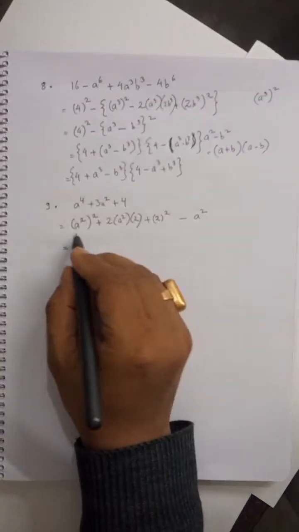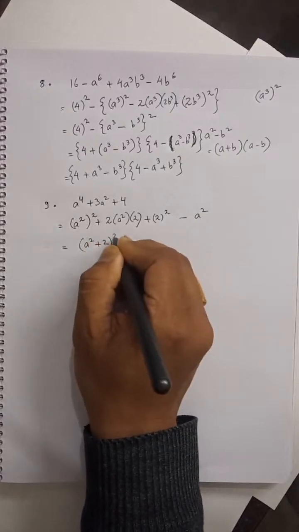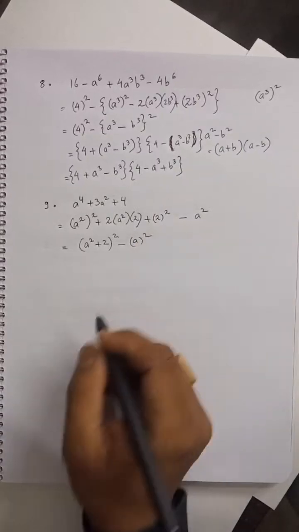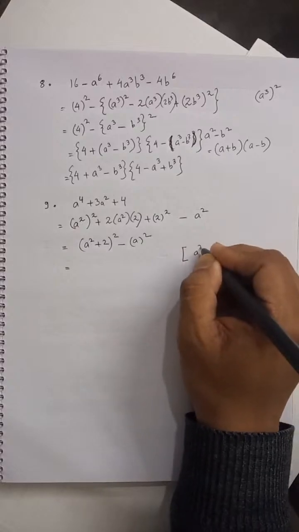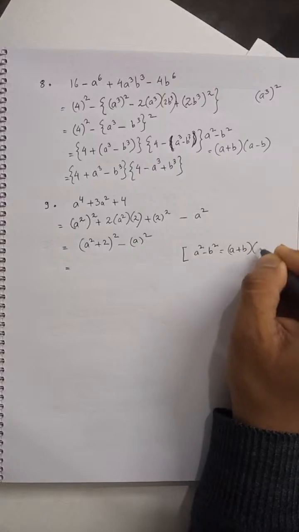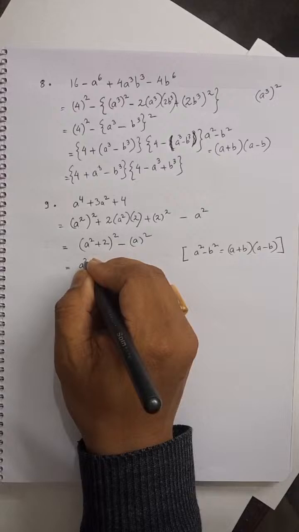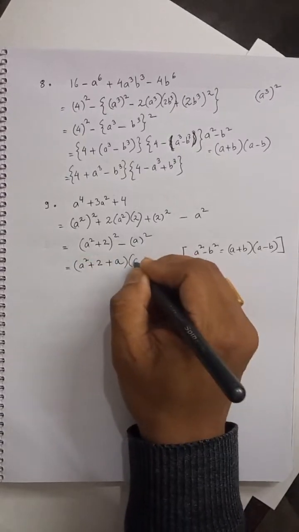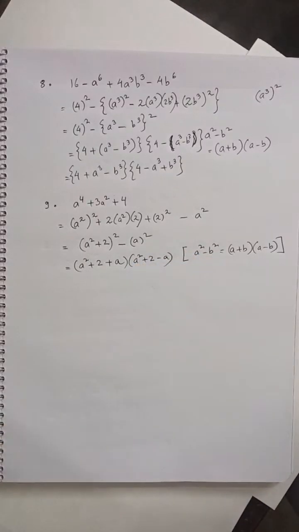So this is a square plus 2 whole square minus a whole square, and then we can use the identity a square minus b square equals a plus b into a minus b. So we'll have a square plus 2 plus a and a square plus 2 minus a. So this is our answer.